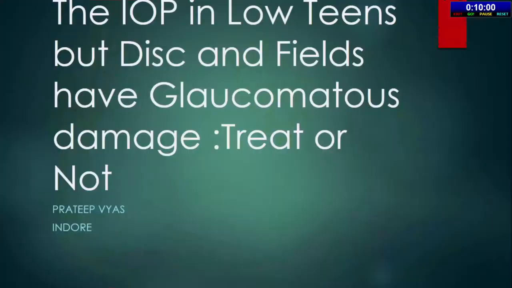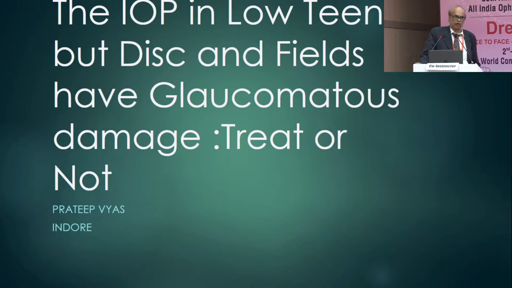Good morning, friends. Thank you, Dr. Harsh, for giving me this opportunity. So Dr. Harsh has given me the topic: the IOP is in the low teens, but disc and fields have glaucomatous damage. Treat or not? If you say that it's a normal tension glaucoma, then obviously it's a pathology, and any pathology has to be treated. But why has he asked me to tell about not treating? Because there might be some other condition which might mimic normal tension glaucoma but may not be a normal tension glaucoma, and there you may not have to treat these patients.